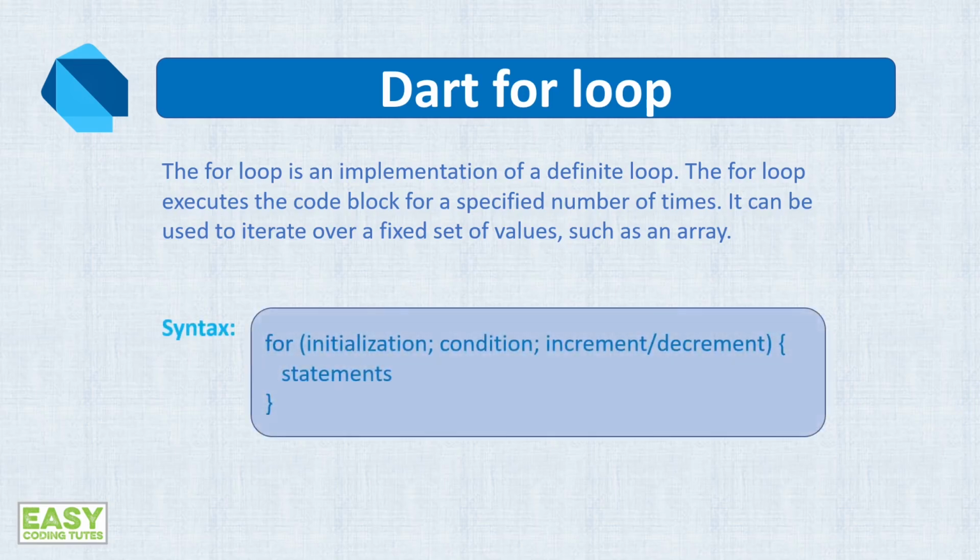So here we have the syntax of the for loop. The for keyword has three statements inside: initialization, condition, and increment or decrement of value. If the condition is true, then we go inside the block, execute the statements, and increment the loop variable. And if the condition is false, then it just comes out of the loop.